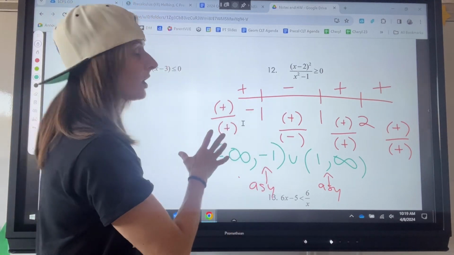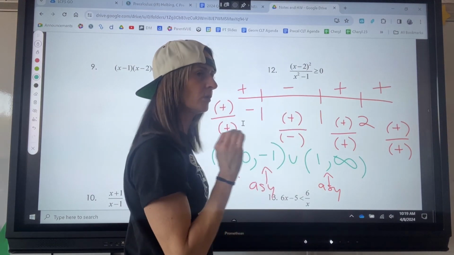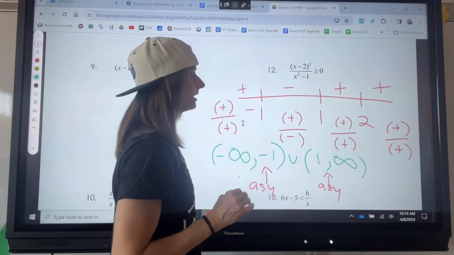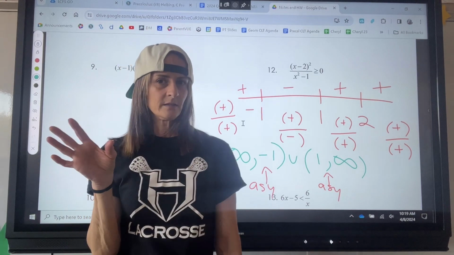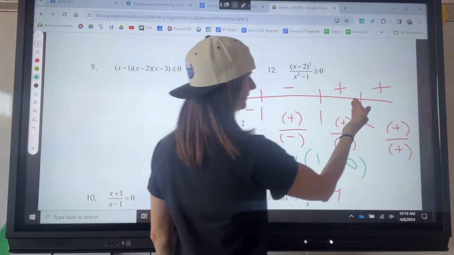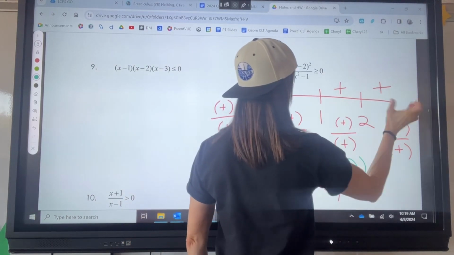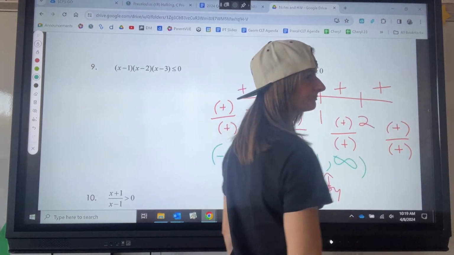Okay, if this problem had said, where is the graph greater than 0, not greater than or equal to 0? It's kind of a fine line because you'll talk about this in calculus. We don't really want to include this value, so we might have to give this interval and then this interval and that interval and not including the 2.